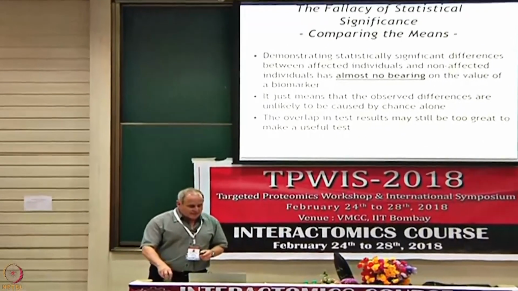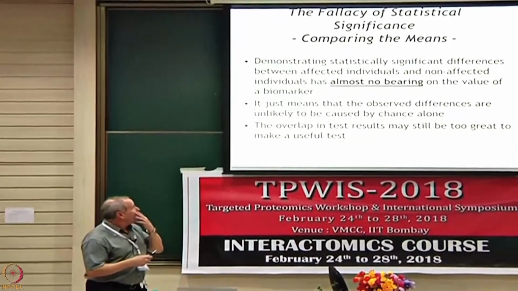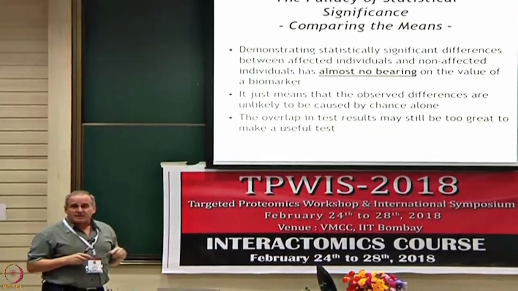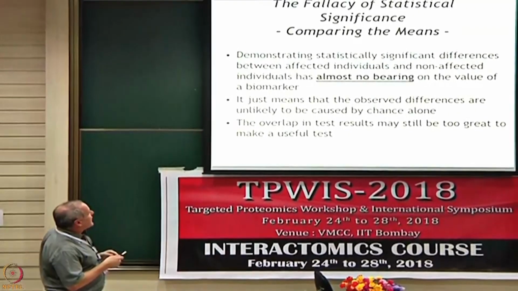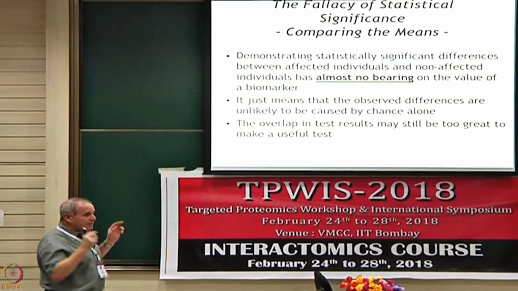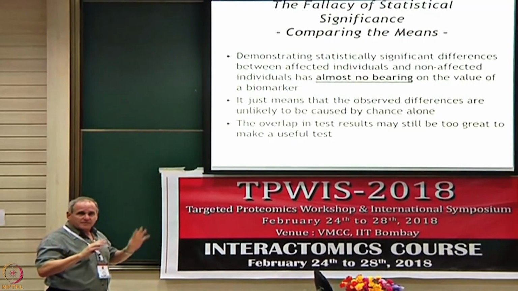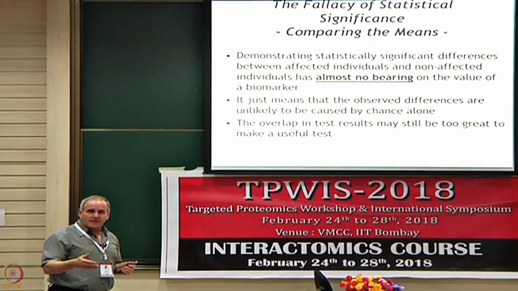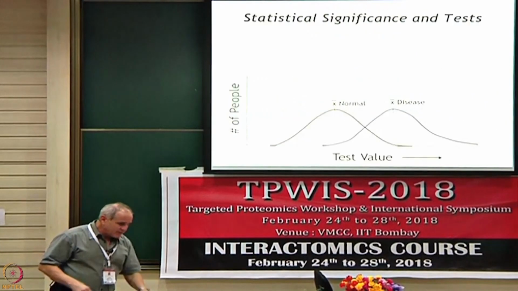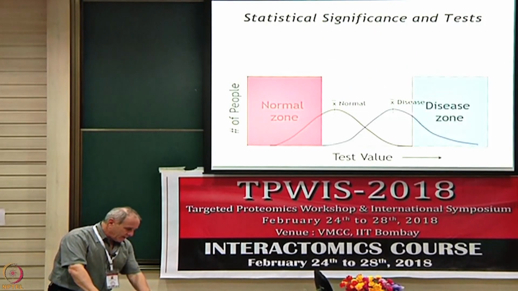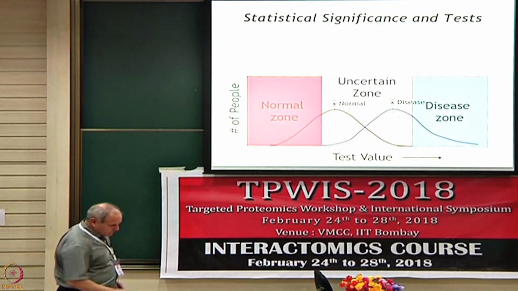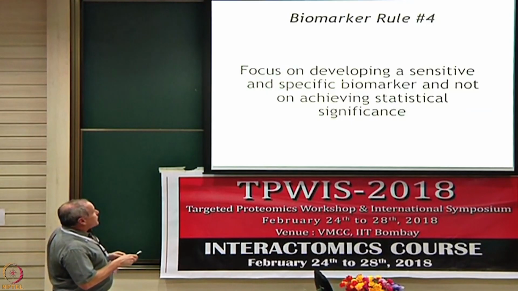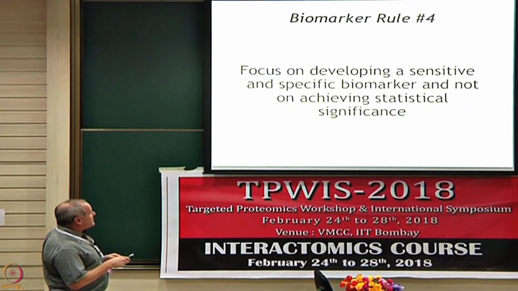Okay, and then this is something that we talked about a little bit earlier already. This is what I call the fallacy of statistical significance. Just because there's a good p-value between A and B doesn't mean that they're good biomarkers. You should be using sensitivity and specificity, not p-values. That's really shown on this slide, which we've already covered, so I'm going to skip that. All right, so focus on sensitivity and specificity markers and not on statistical significance.